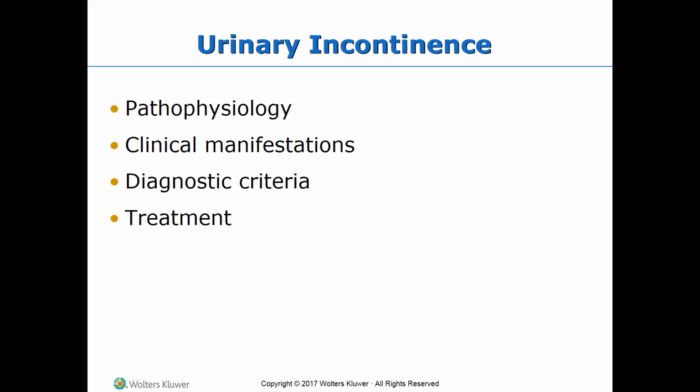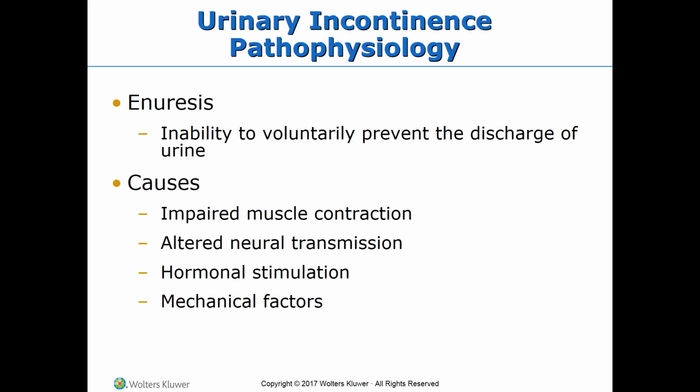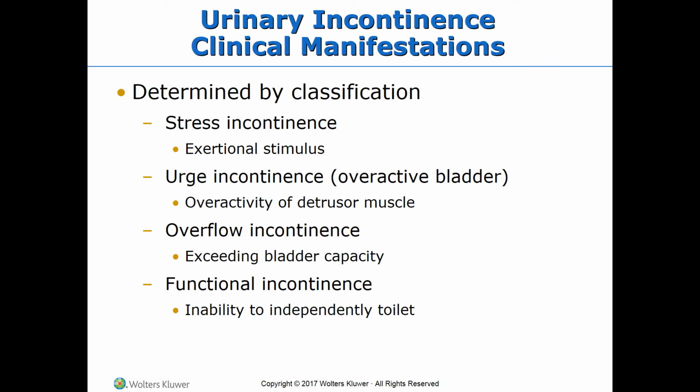Okay, so for urinary incontinence, another name for this is enuresis, which is basically a symptom: the inability to voluntarily prevent the discharge of urine. Incontinence is characterized by impaired muscular contraction, because you might have problems in neuronal transmission given by problems in the nerves, or you can have hormonal stimulation or mechanical factors like coughing, sneezing, laughing that can lead to incontinence. So usually it is determined by classification.